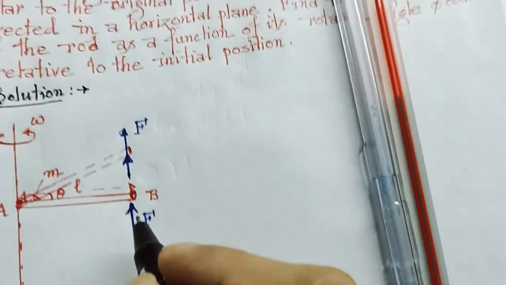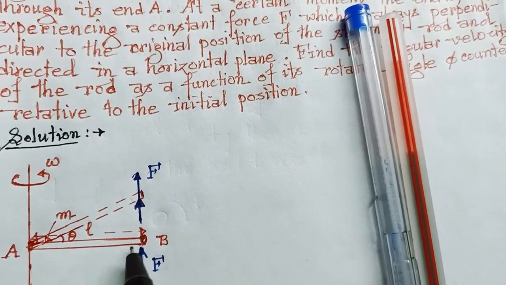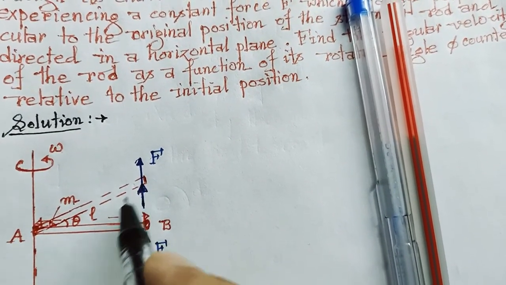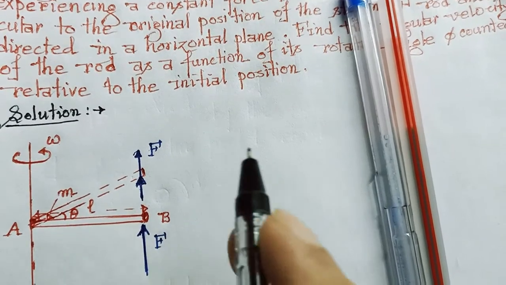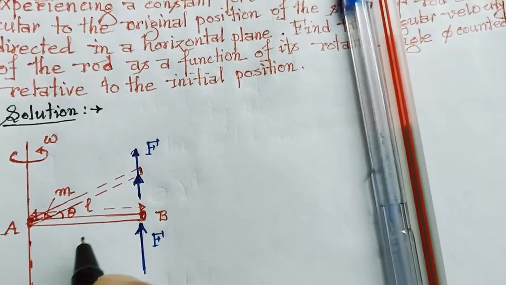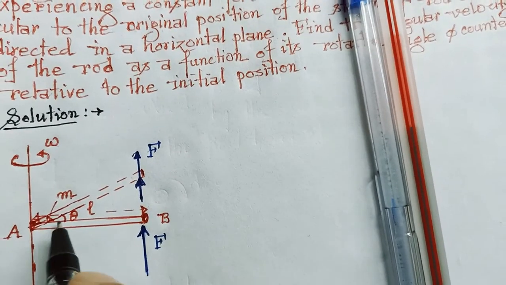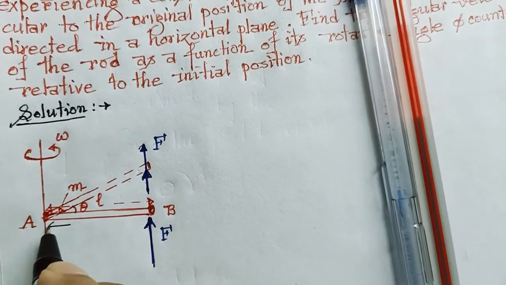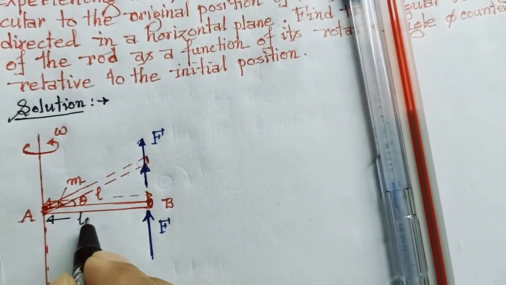Now after some time, the position of the rod will be this position, which makes an angle theta with its original initial position. Now from this figure we can say that if this is the length L, then this length will be L cos theta.